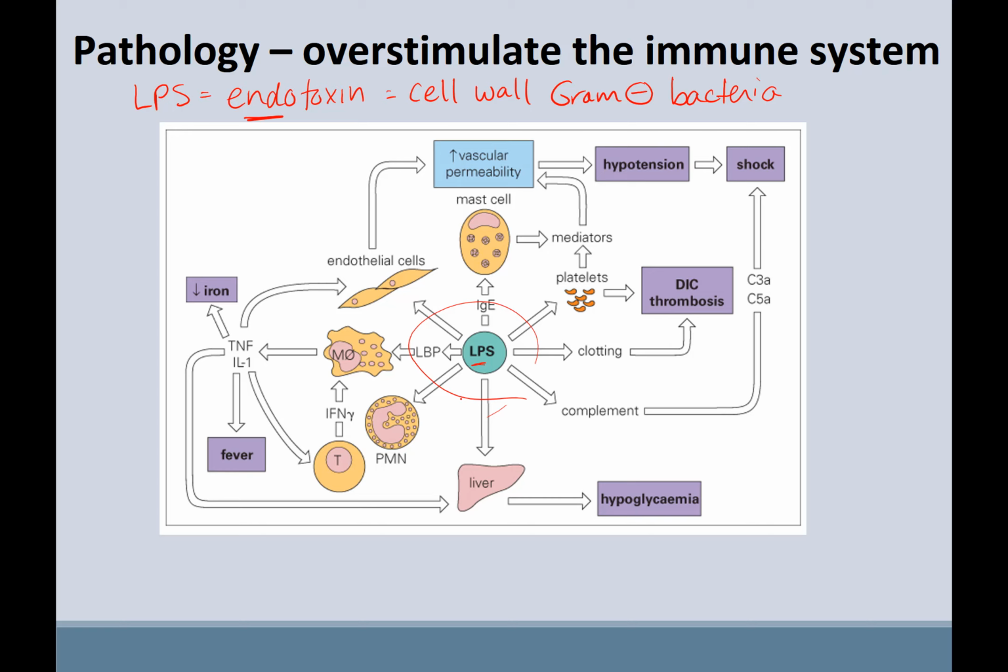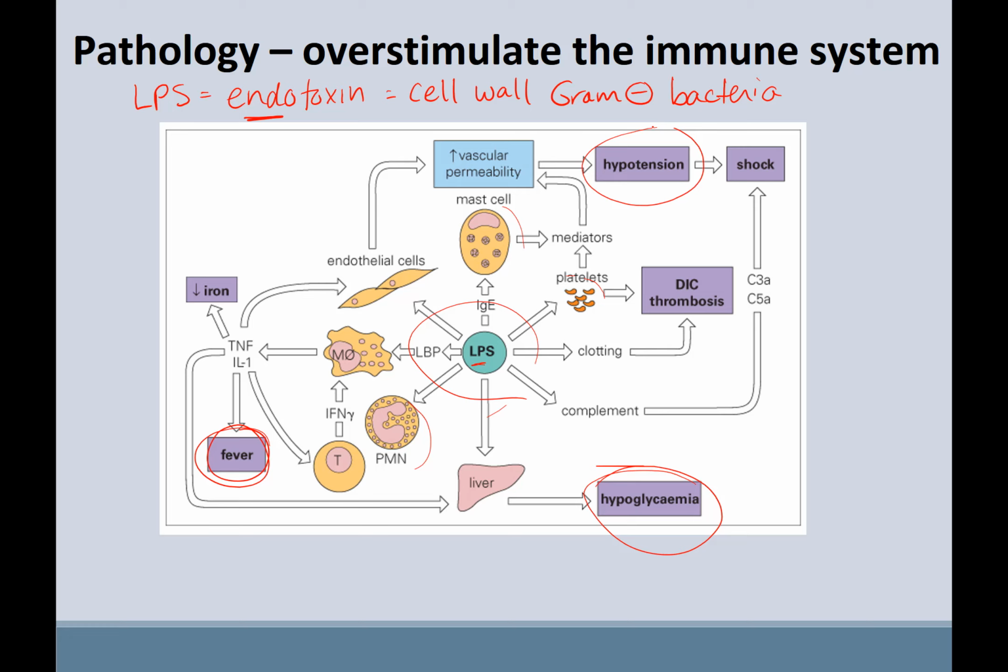Okay, so that's why it's a very potent or very strong stimulator of the immune system, and it leads to overstimulation. Okay. So lots of different responses. So you can see it's activating white blood cells and macrophages and our mast cells and platelets. And so it's causing all of these different symptoms, such as fever, we'll talk about in a minute, low blood sugar.